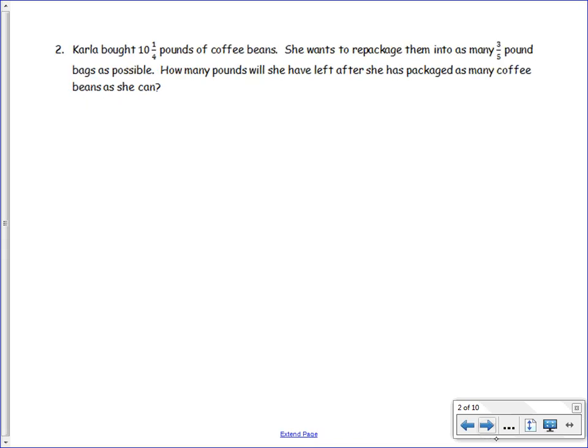Number 2: Carla bought 10 1/4 pounds of coffee beans. She wants to repackage them into as many 3/5 pound bags as possible. How many pounds will she have left after she has packaged as many coffee beans as she can? There are a lot of different ways to do this problem. The first thing I'm going to do is divide 10 1/4 by 3/5 to see how many whole bags she can make. So I'm taking the whole amount of coffee and putting it into groups of 3/5.